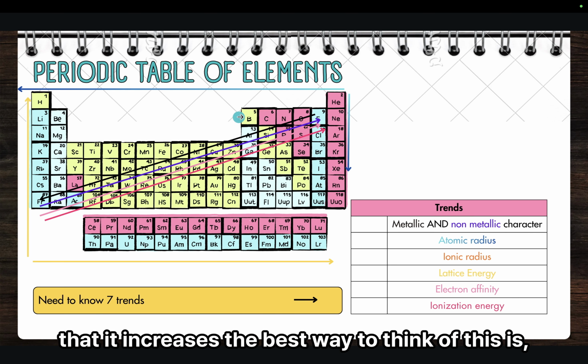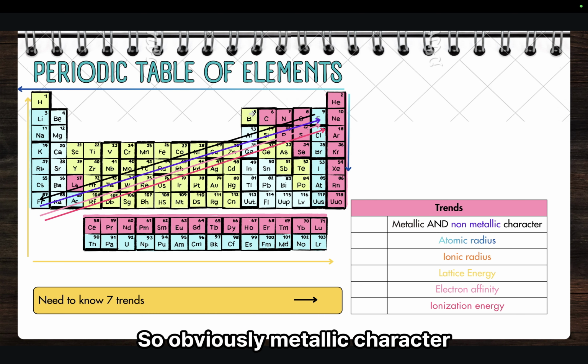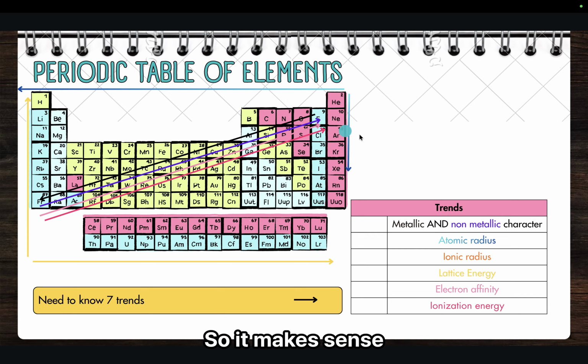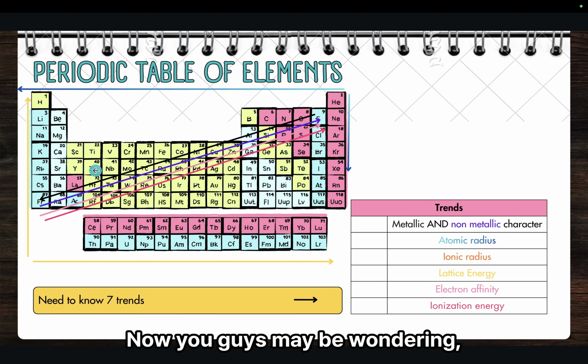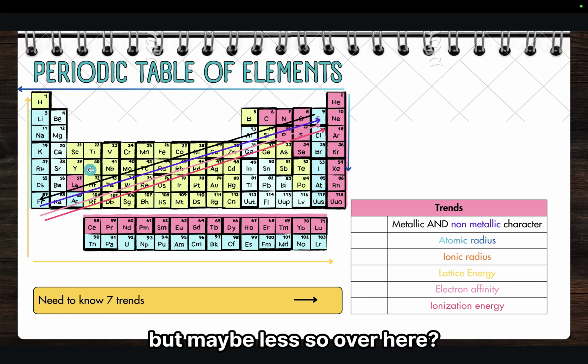The best way to think of this is, right here where my pointer is, these are the non-metals, so obviously metallic character can't be high with non-metals. So it makes sense that it's the lowest here and higher over here. Now you guys may be wondering, well, why is it super metallic over here but maybe less so over here? You guys don't actually need to know the full science behind that.